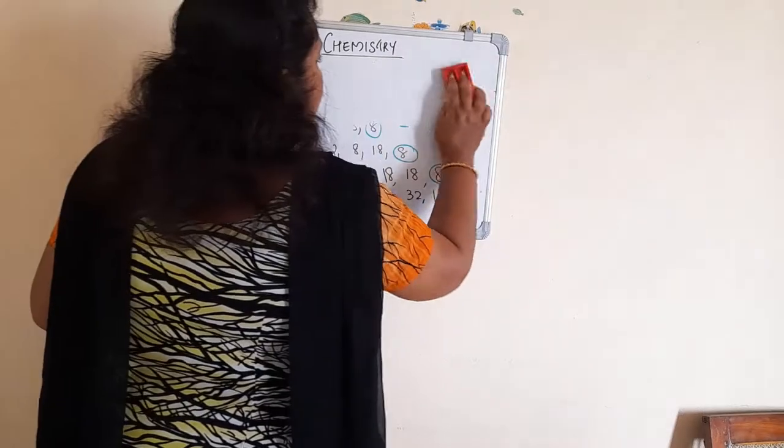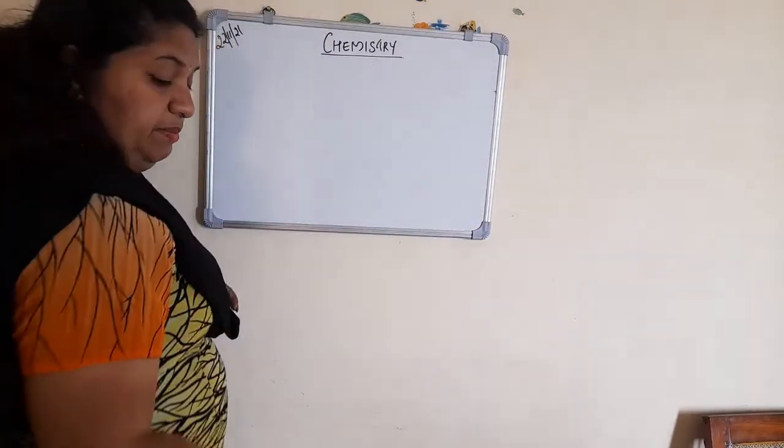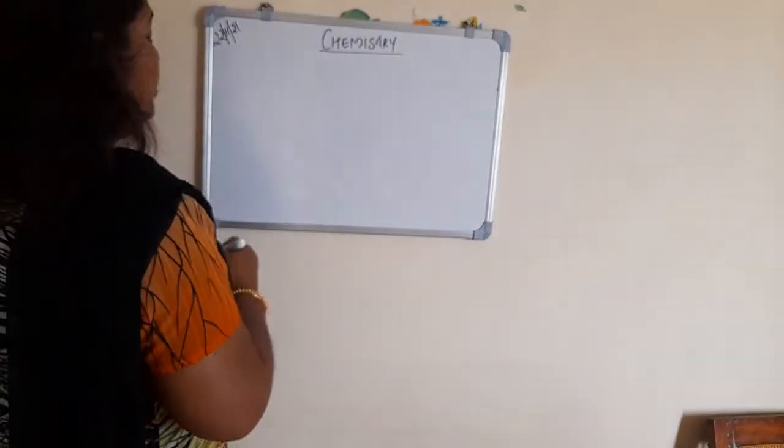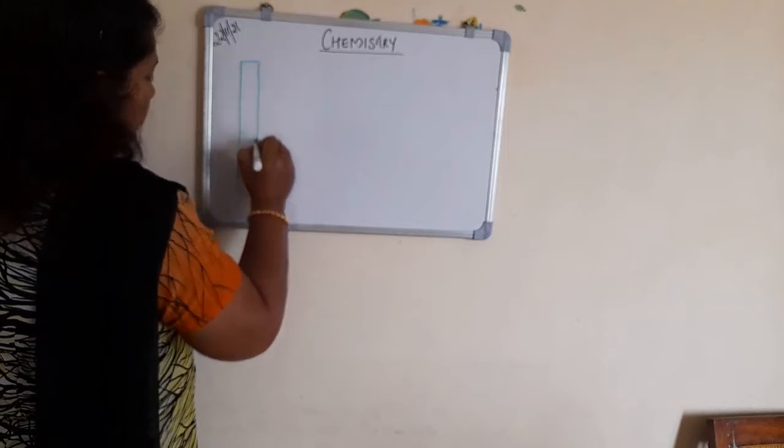Now when we look at the part of the periodic table in between group 1 and group 2. Group 1, here you can see group 1.